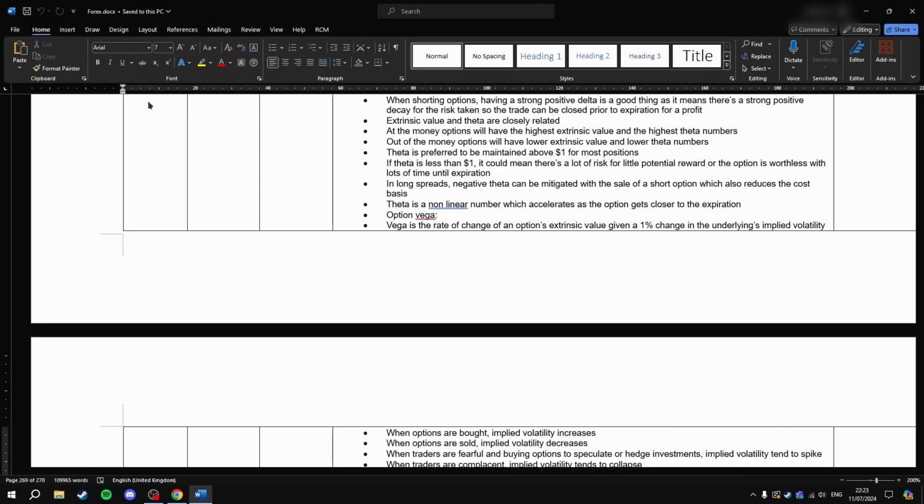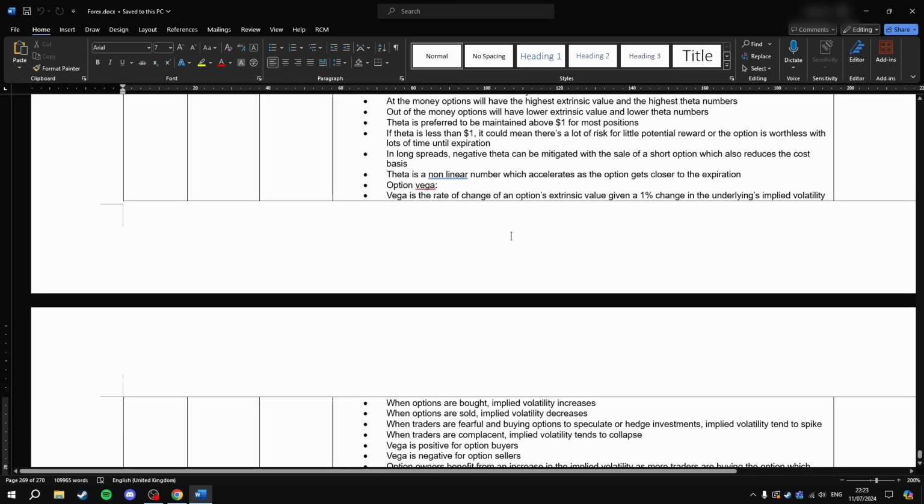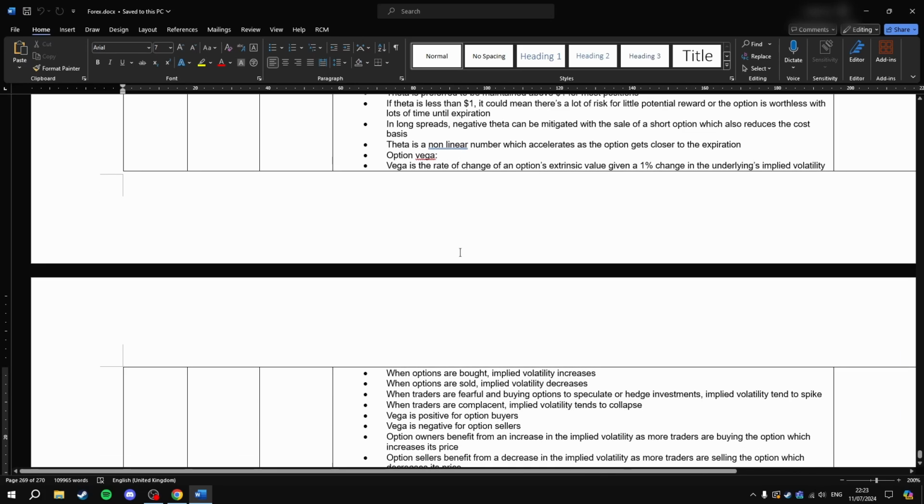Extrinsic value and theta are closely related. At the money options will have the highest extrinsic value and the highest theta numbers. Out of the money options have the lower extrinsic value and lower theta numbers. Theta is preferred to be maintained above $1 for most options. If the theta is less than $1, it could mean there's a lot of risk for little potential reward, or the option is worthless with lots of time until expiration.